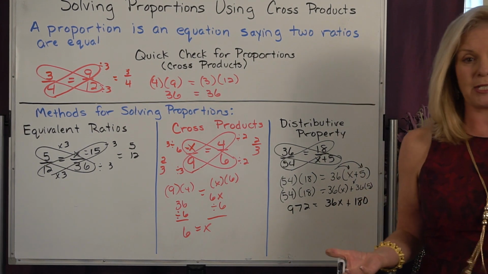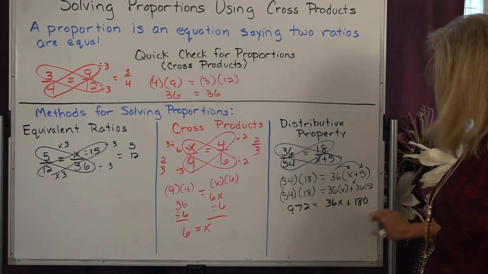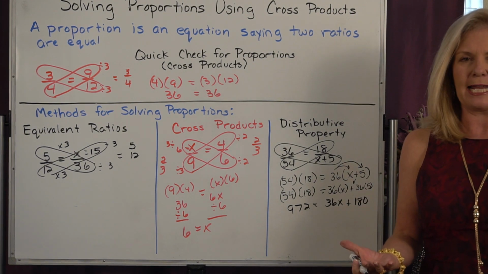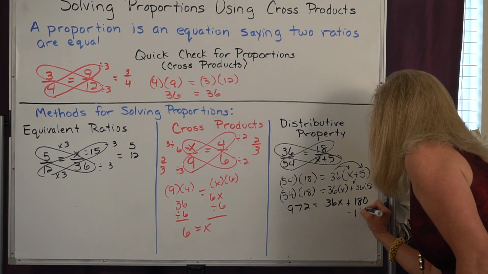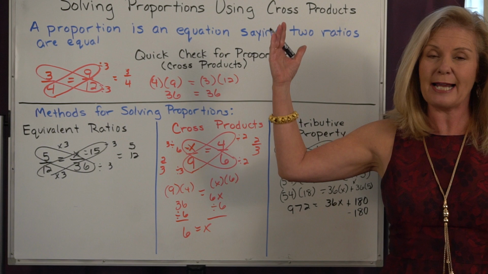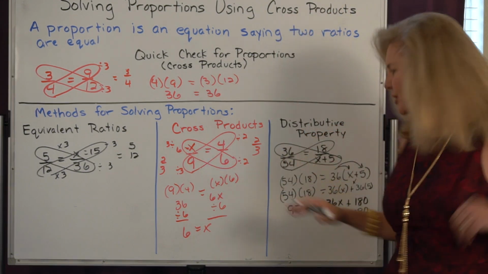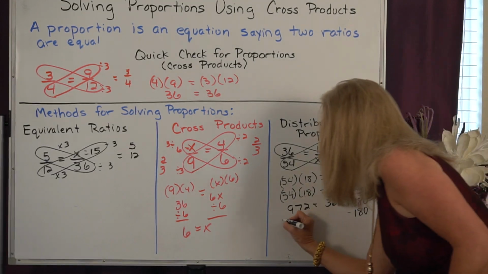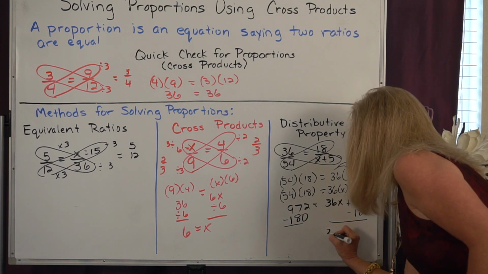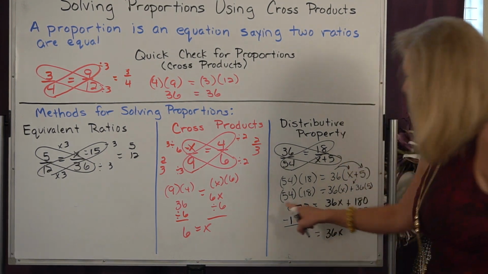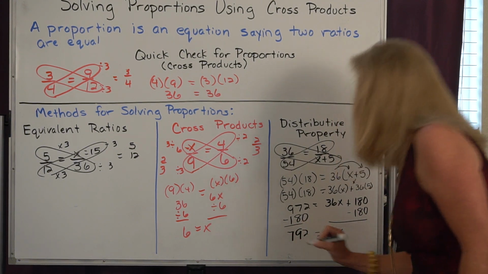Now I just have a two-step equation that I need to solve. I'm going to start on the side that has the variable, and I need to get rid of this plus 180. So I'm going to use inverse operations to do that. I'm going to subtract 180, but the second I subtracted it, I went out of balance. So in order to pull myself back into balance, I have to do the same thing to the other side. So I'm going to subtract 180 there. Well, this side is easy. I'm just left with my 36x. 972 minus 180 is 792.